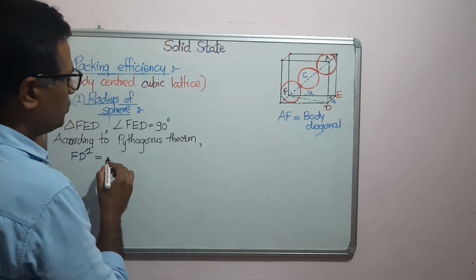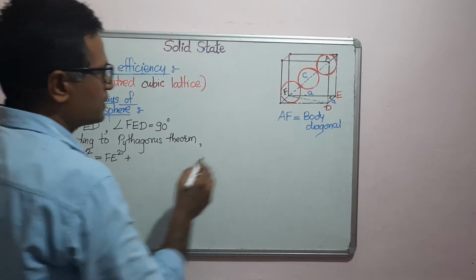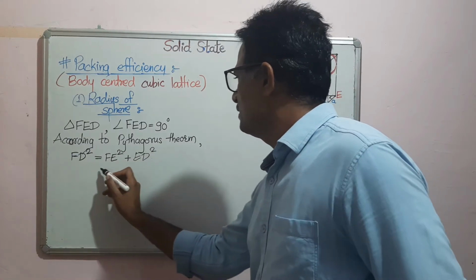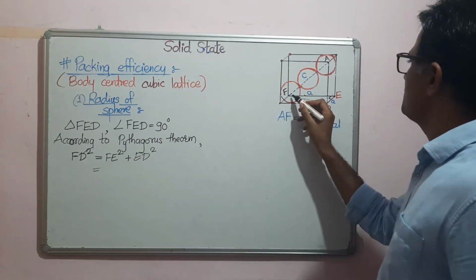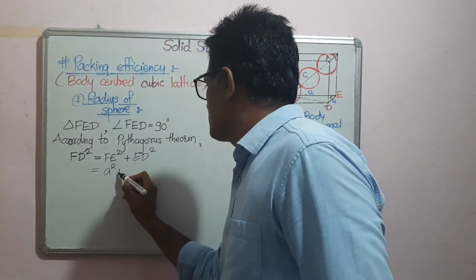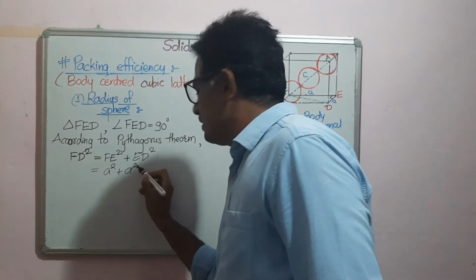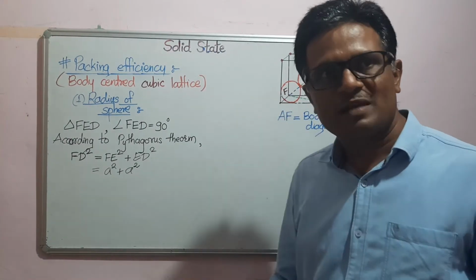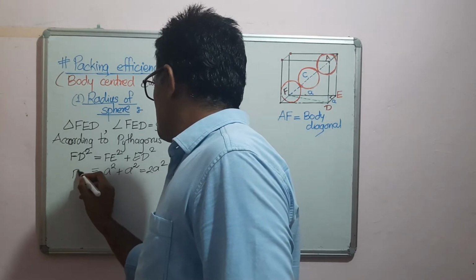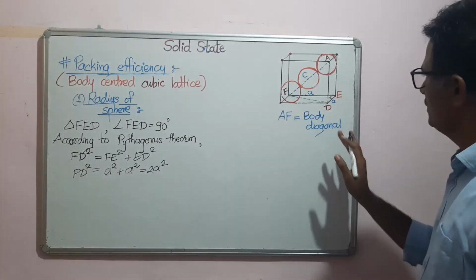So FD square is equal to FE square plus ED square. What is FE square? The edge length is a, so this becomes a square plus ED square, this is also a. Because it is a perfect cube, all edges are of the same length, so it becomes 2a square. So FD square becomes equal to 2a square. So this is the first triangle that you have to assume here in this diagram.